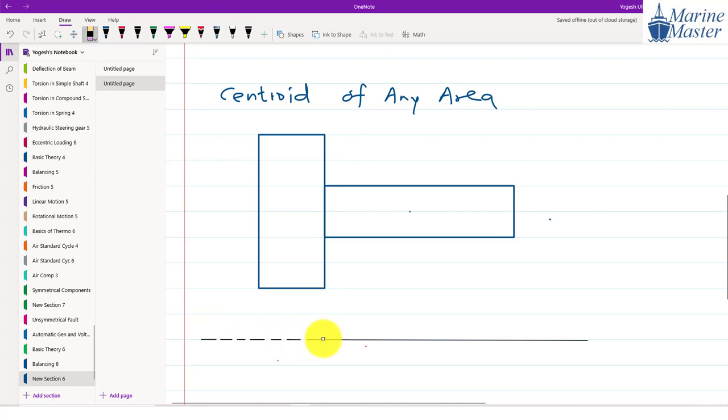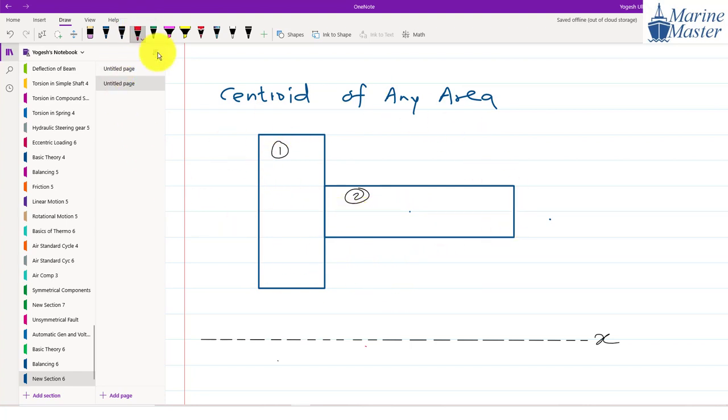So just imagine that this is an axis. We will say it is the x-axis. Just for a sec, guys, I'm telling you one basic concept: how to get the centroid of any area. See, this total area consists of two parts. First part is this, part 1, and this is part 2. And we want to calculate the overall centroid.